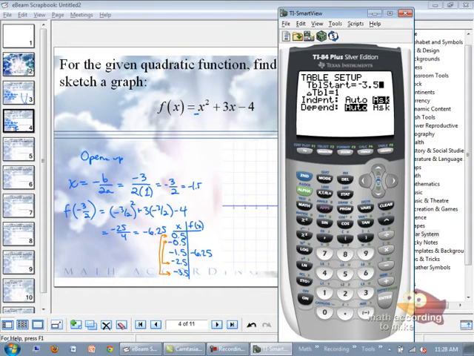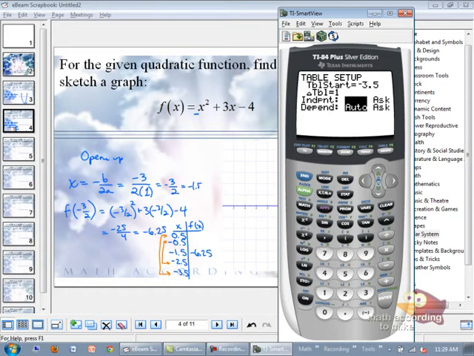And what does triangle table mean? Yeah, delta, the triangle is really delta. So delta table means how much you're changing. So since we're adding 1 to get the next number, make sure your delta table says 1. Independent means, is it going to automatically generate the x values, or is it going to ask you? Since we wanted to automatically generate the x values, highlight the word auto and hit enter.